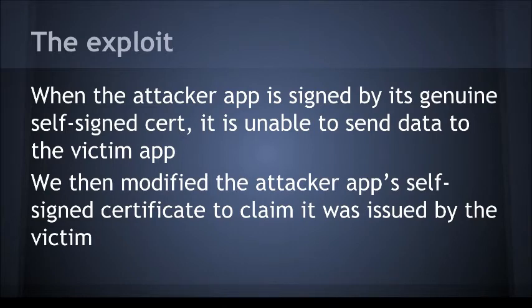But when we use a simple Python script that we'll show on the next slide to modify this cert, then the attacker app is able to claim it's issued by the victim, and the victim recognizes it as being a genuine app, even though they don't use the same certificate. It's just that the attacker app references the victim app's certificate as its issuer.